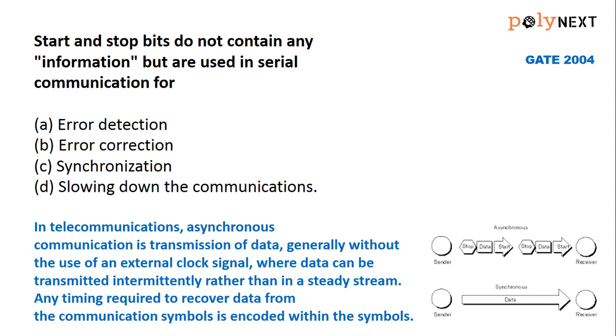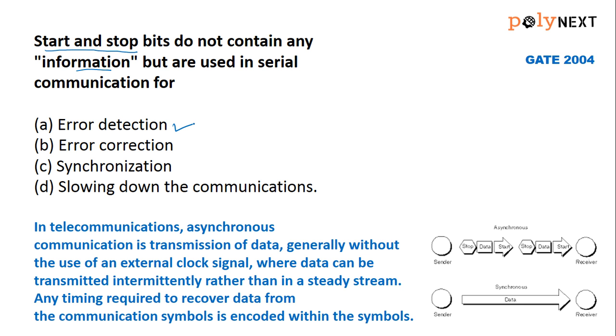We are solving another problem which came in the year 2004 in the GATE exam. Start and stop bits do not contain any information but are used in serial communication for. So here we are concentrating on start and stop bits, which do not contain any information but are used in serial communication for. So we are having four options here.